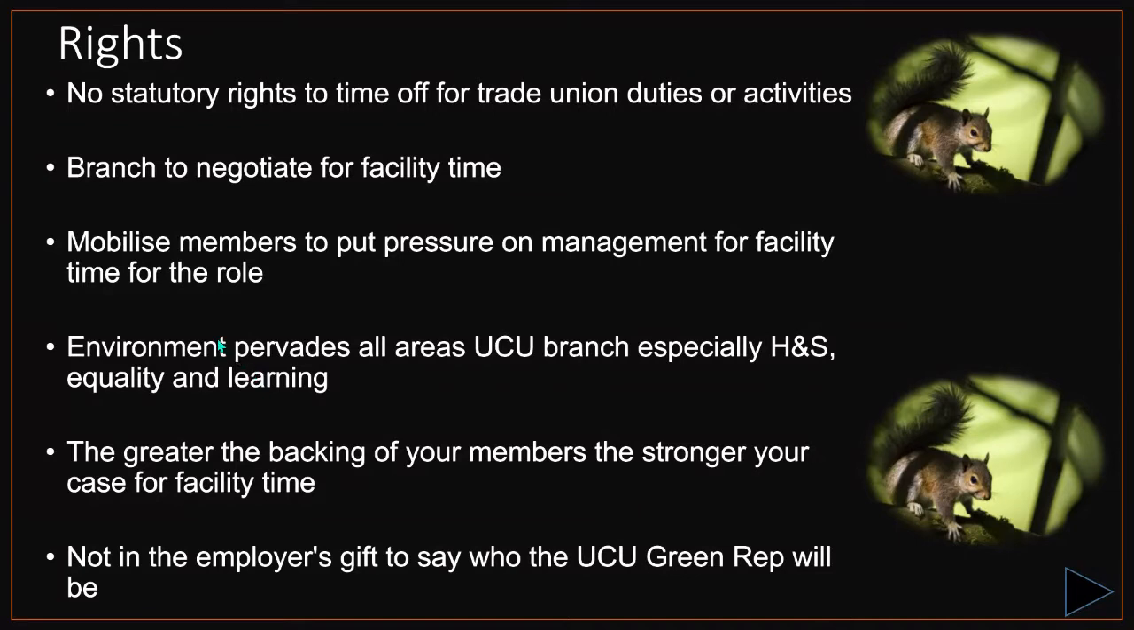So there's three key demands really. The role of the green rep should be recognised by the employer and afforded time off for training, just like other branch officers are. There should be additional facilities time for the branch allocated to the role. So this is not instead of the facilities time that's given to a union learning rep, for example. This is in addition to. And then clear procedures should be established with any environmental or related policies and strategies that include that key role for the green rep to engage with on behalf of the branch.